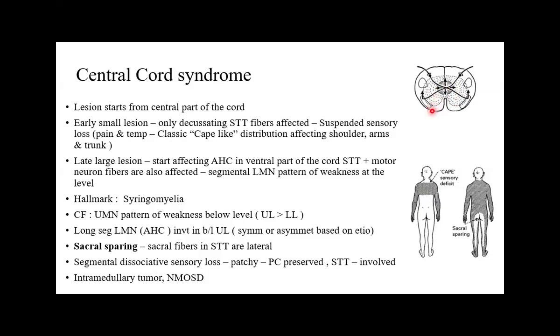Here the clinical features will be upper motor neuron pattern of weakness below the level, with the upper limb predominantly involved compared to the lower limb, and a segmental LMN pattern of weakness due to anterior horn cell involvement in the bilateral upper limbs. Sacral sparing will be there because in the spinothalamic tract, as we discussed in the lamination, the sacral fibers are placed more laterally. And there will be a segmental dissociative sensory loss because here only the spinothalamic tract is involved early and the posterior column fibers are preserved. So patchy segmental dissociative sensory loss will be there, and other conditions are intramedullary tumor and NMO spectrum disorders.